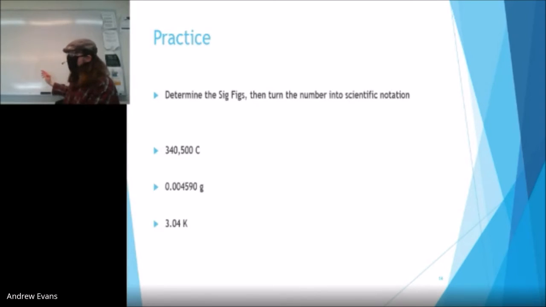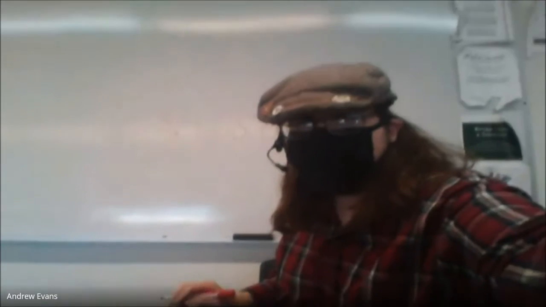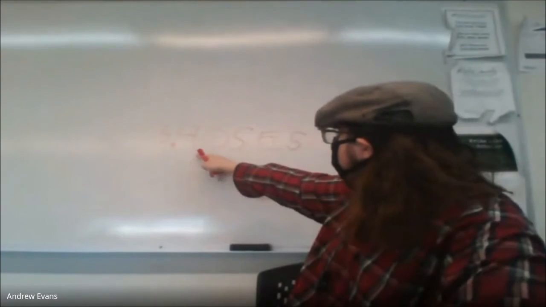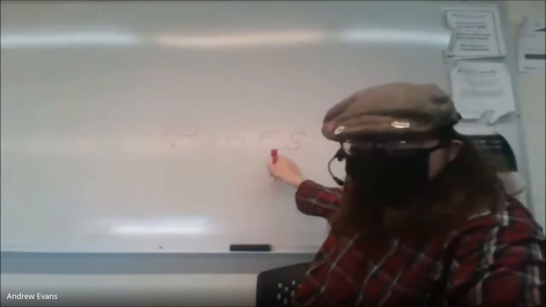So to report this in scientific notation, I put my decimal right here. I had to move my decimal 1, 2, 3, 4, 5 places. So e to the 5th. Just looking at 3.405 e to the 5th.